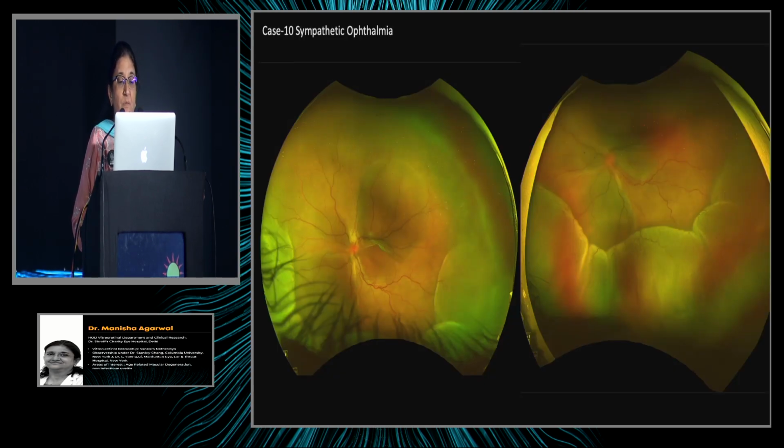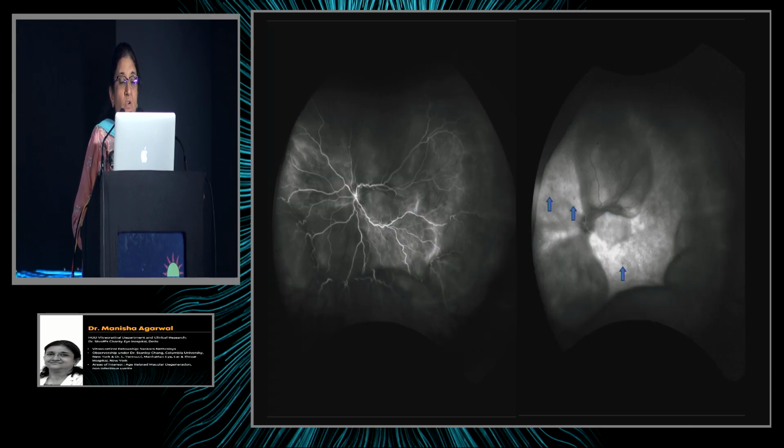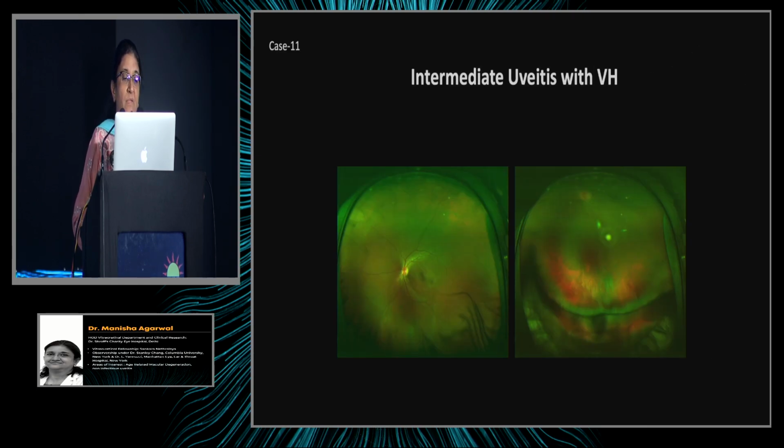This is a patient of sympathetic ophthalmia with extensive exudative retinal detachment, and on ICG you can beautifully appreciate the underlying extensive choroidal inflammation, which otherwise you probably may not pick up.